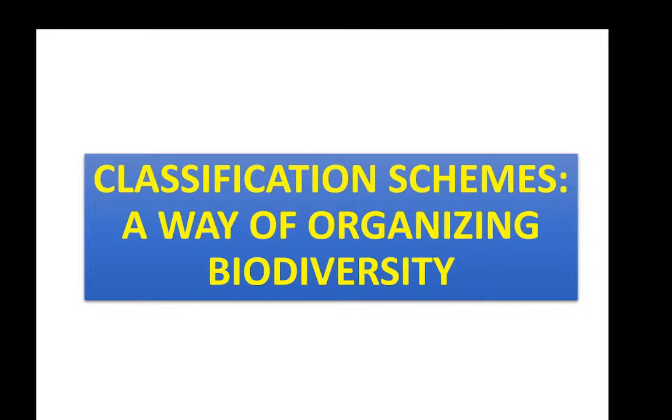Classification. When you talk about classification of organisms, it means that you are trying to categorize the different organisms based on the characteristics they have. Some of these characteristics we can see with the naked eye, or you have to see them under the microscope. The way they behave, all those things help us in classifying the organisms.